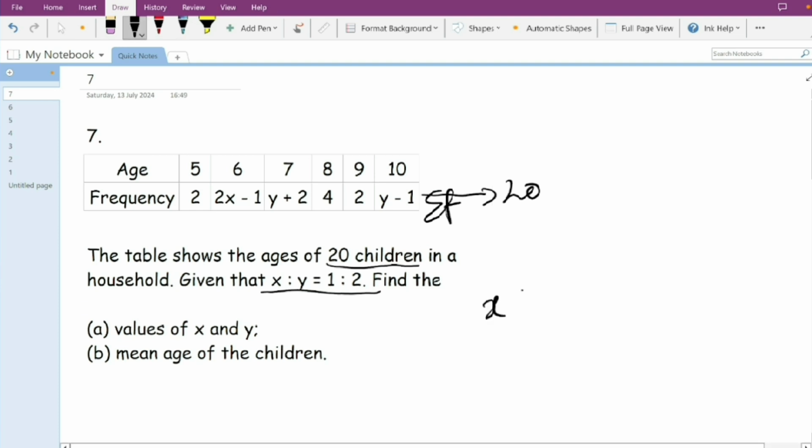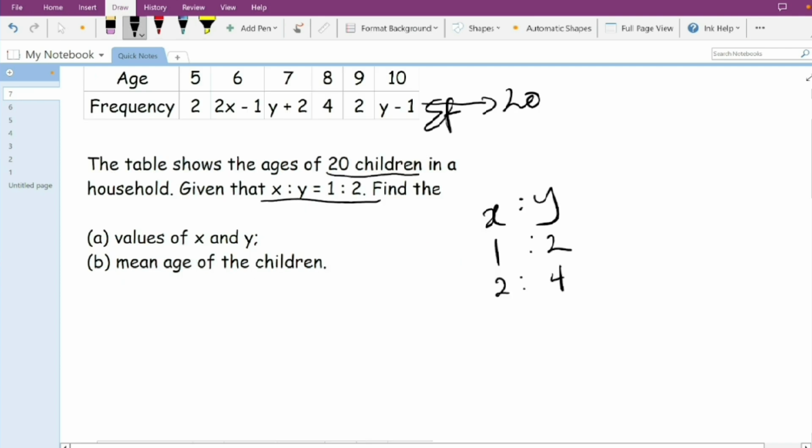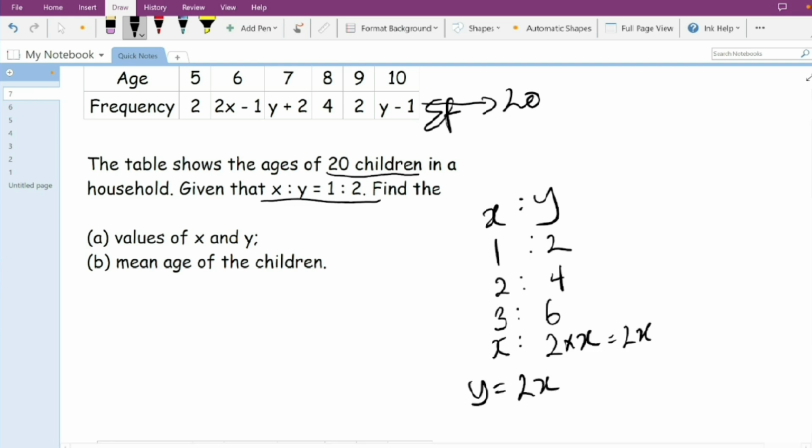So we'll have it as x ratio y is 1 ratio 2. The x takes the 1 and the y takes the 2. What this ratio means is that for every value of x, you have 2 of it for y. So it's like saying when x is 2, y is 4. That's 2 times 2. When x is 3, y will be 6. That's 2 times 3. And let's say x is x. Then y will be 2 times x, or 2x. So that means y is equal to 2x. Therefore, wherever we see y, we can replace it with 2x.